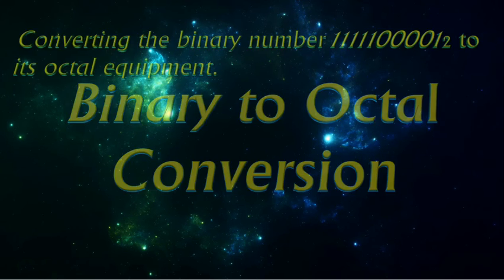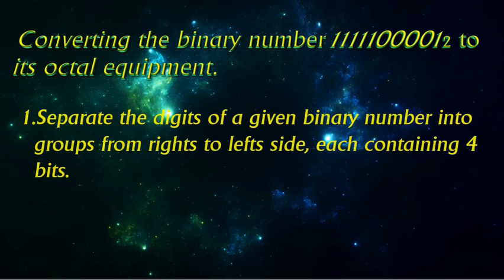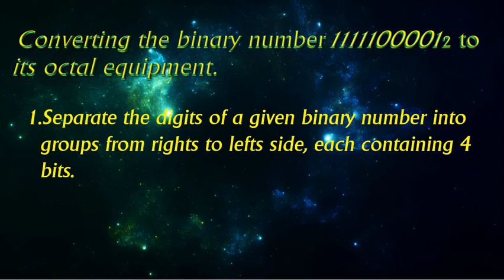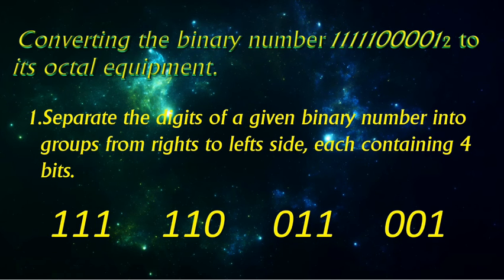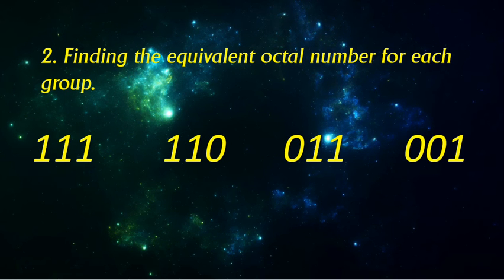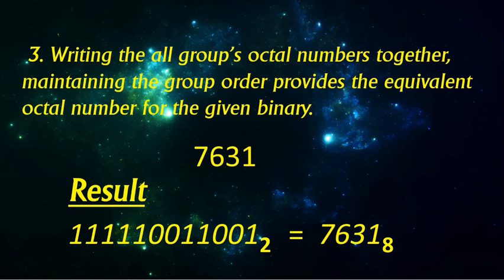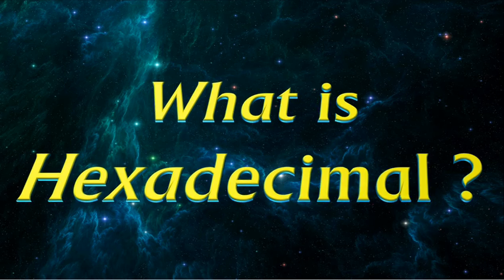Binary to octal conversion. Converting a binary number to its octal equivalent: separate the digits of the given binary number into groups from right to left, each containing 3 bits. Find the equivalent octal number for each group. Writing all the groups' octal numbers together, maintaining the group order, provides the equivalent octal number for the given binary. Here is the result.